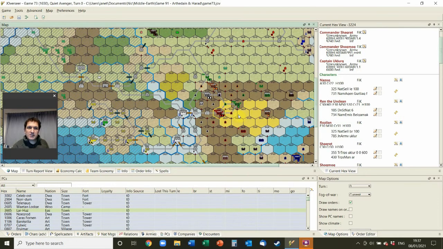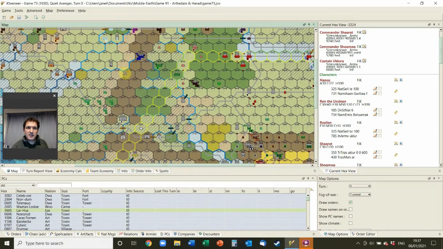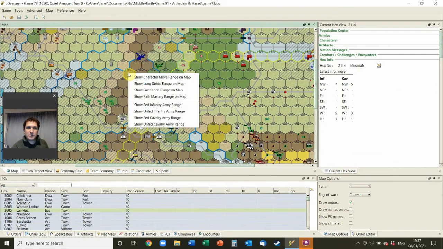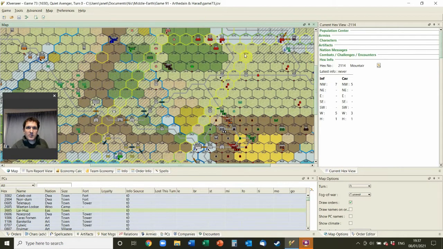So I can do show character move range here. Let's say I'm wanting to get someone over to 2114. So I'll just quickly do that. If I then show, so right, I can't do it in one turn. Show character move range on map. So this boundary here shows where I have to be within to be able to move to 2114 on my second move. This shows where I need to be, where I can get to on my first.